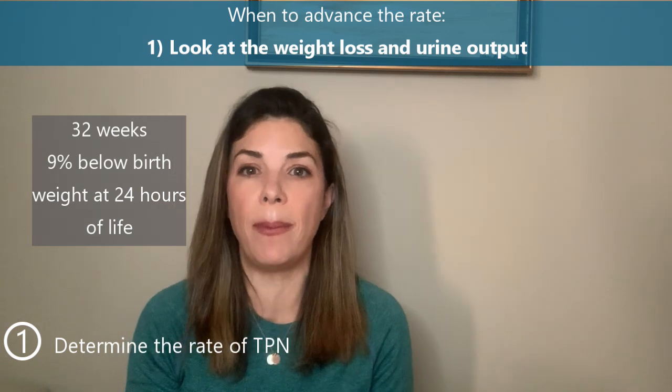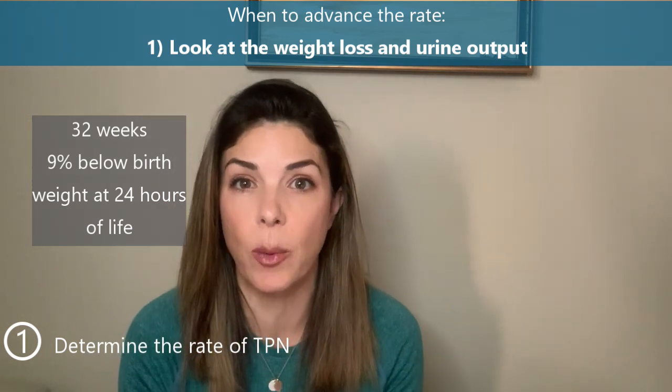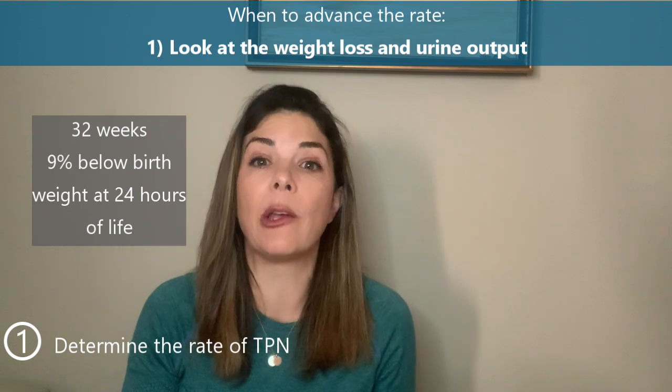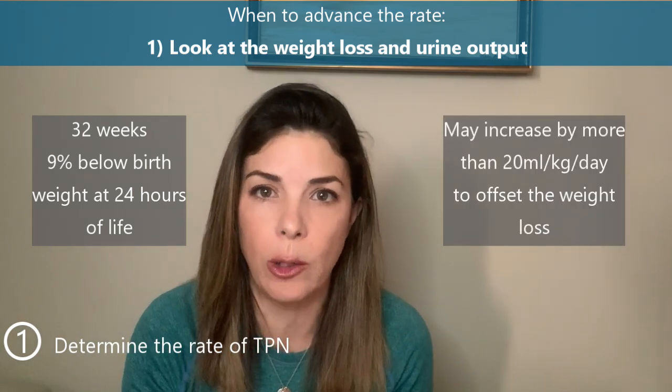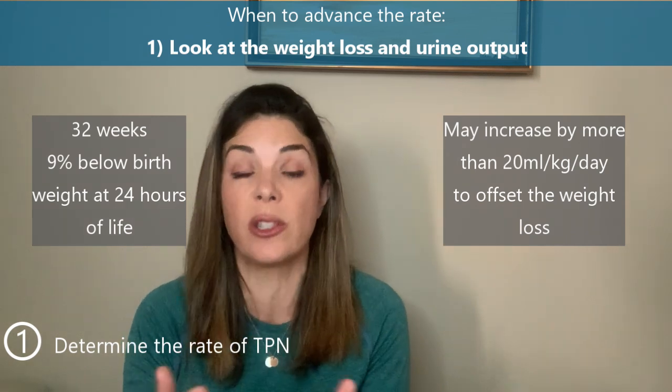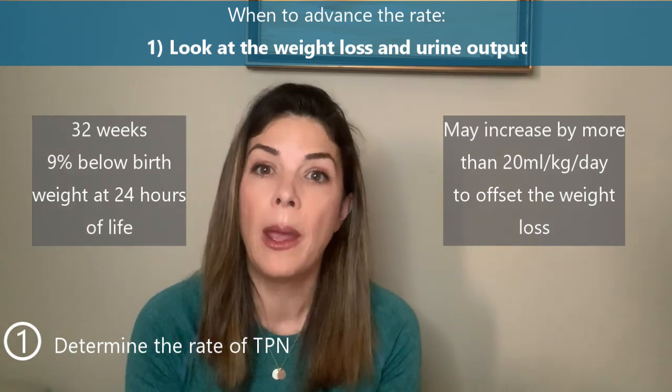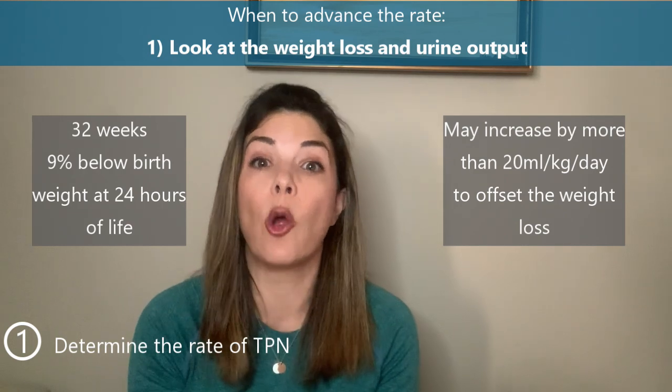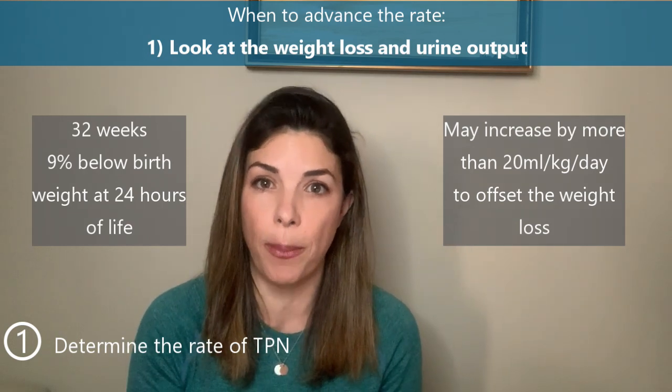If, for example, in the same situation, you have the 32-weeker and at 24 hours of life, you notice that the baby's actually down 9% from their birth weight, then at that point, they might need to go up by more than 20 mLs per kilo per day. They might need to go up by 30 or 40 mLs per kilo per day, just to make sure that their total weight loss doesn't go far beyond 10% below birth weight.